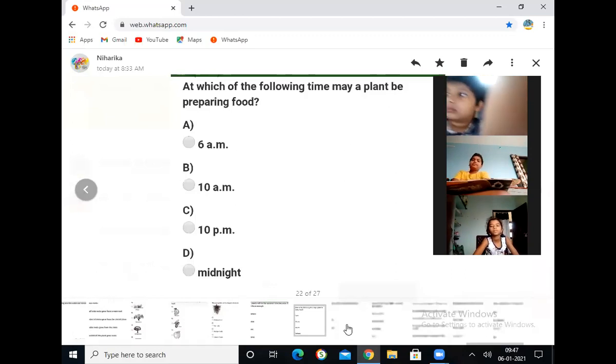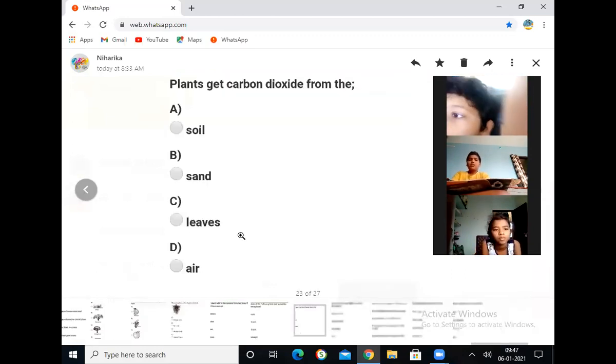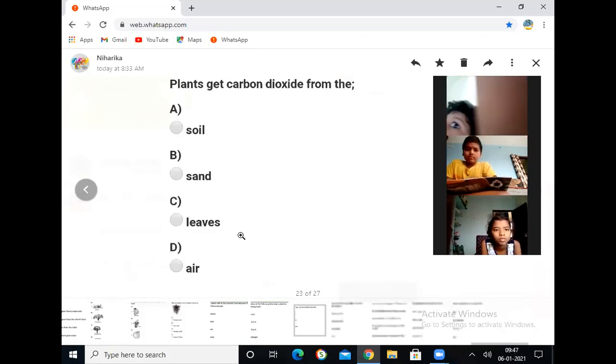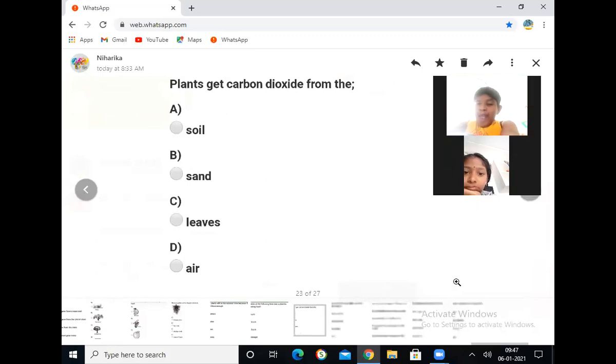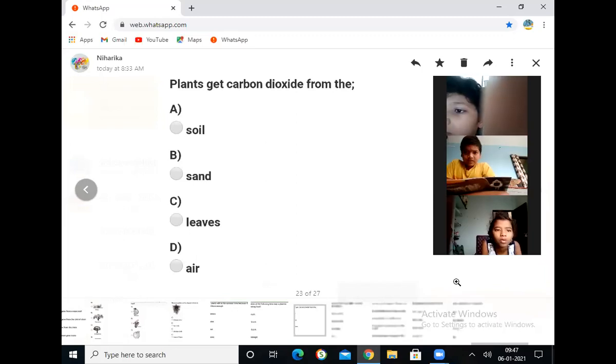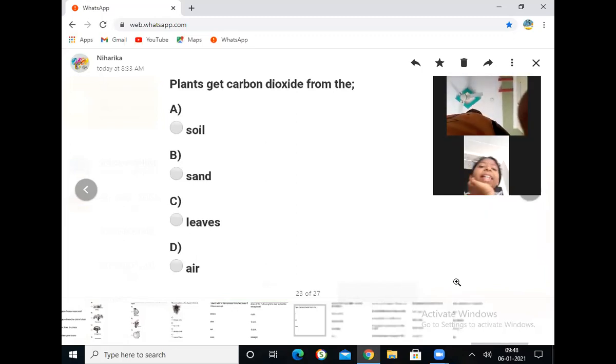Next question. Plants get carbon dioxide from soil, sand, leaves, or air? From where will plants get carbon dioxide? Sai Manavya, unmute. Sivali is going to raise her hand. Yes, speak out, Sivali. Air, teacher. Yes, air has carbon dioxide. The answer is air. Plants get carbon dioxide from the air. Correct answer, Sivali.